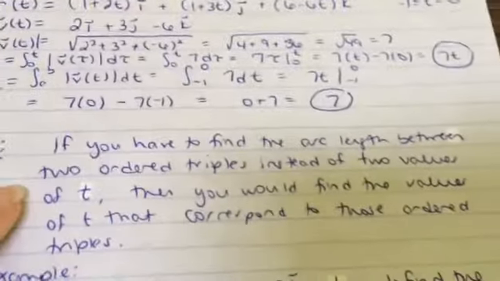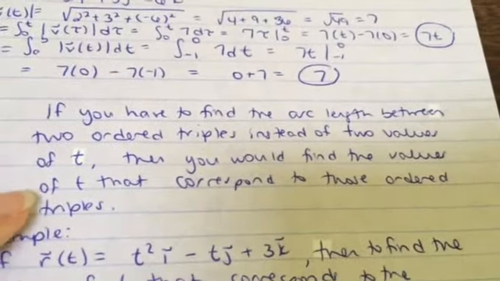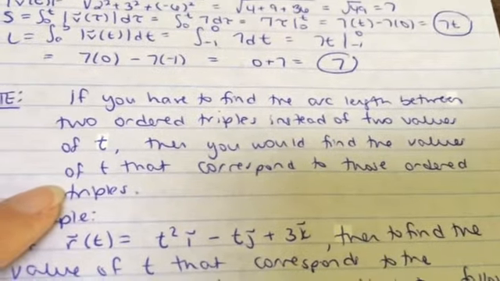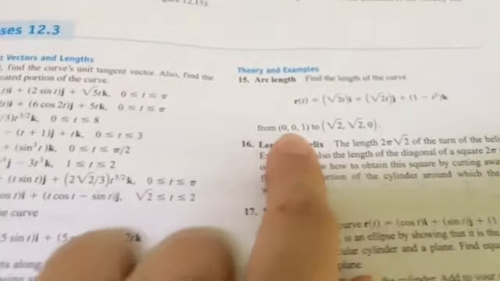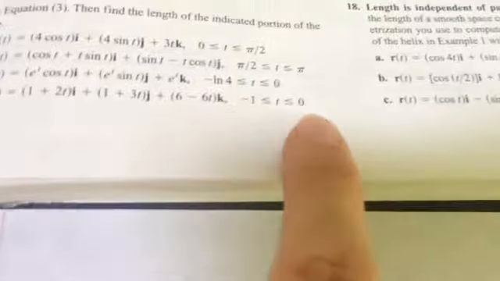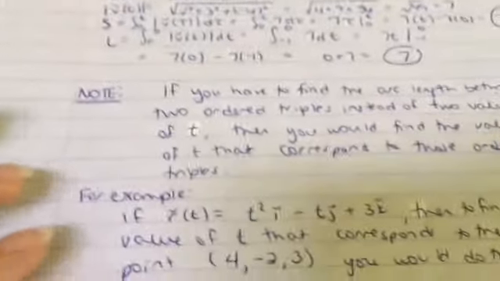Okay, so if you have to do that, then you would have to find the values of t that correspond to those ordered triples, and then that would give you your bounds on the t. So like for 15, what value of t corresponds to this ordered triple, and what value of t corresponds to this ordered triple, and then that would be the values that your t's are between.